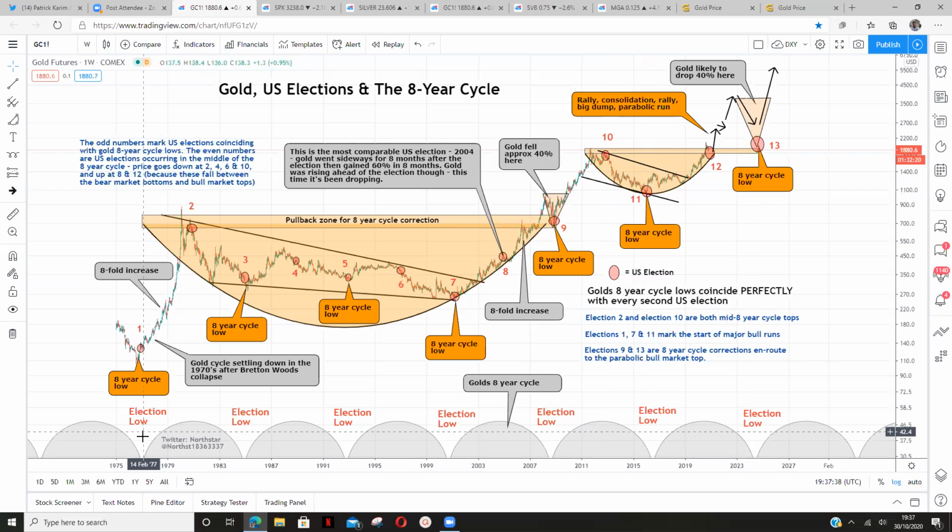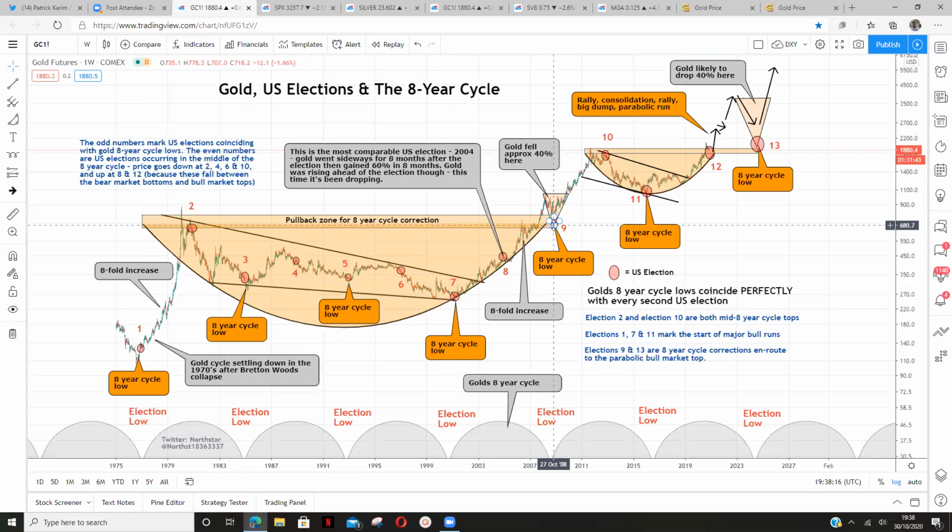I think you've probably heard me talking about gold's 8-year cycle before, and you can see the 8-year cycle marked at the bottom here with these semicircles. Every 8 years you get a low point in the price of gold, and it coincides exactly with the US elections. So election here at point number 1, there was an 8-year cycle low. Next 8-year cycle low here at point number 3, which was a US election. Another one here at point number 5, that was another US election. 8 years later, point number 7, there's another low point for the price of gold.